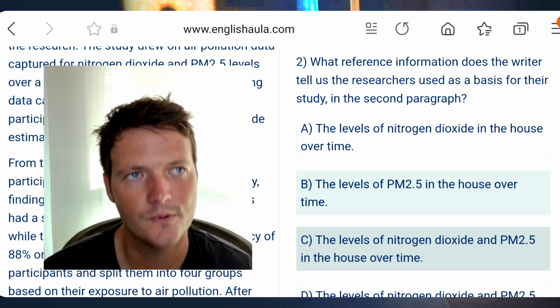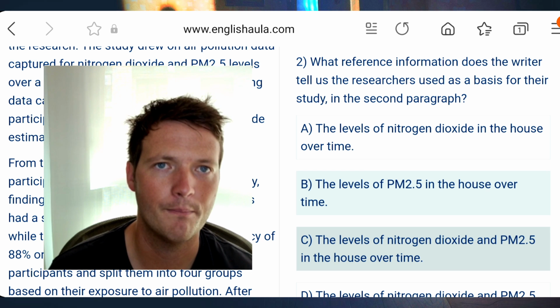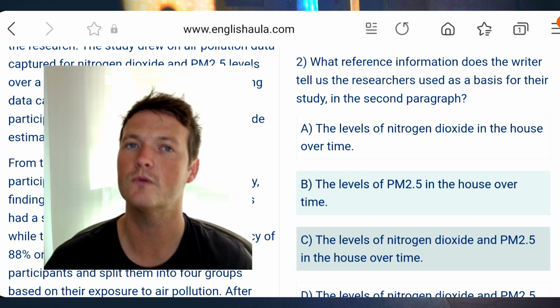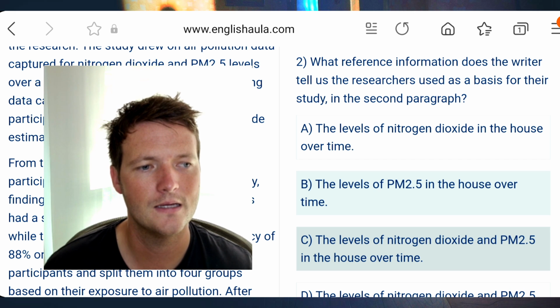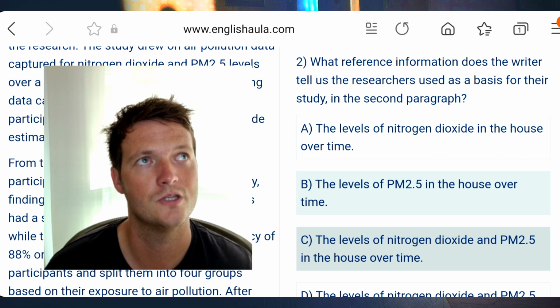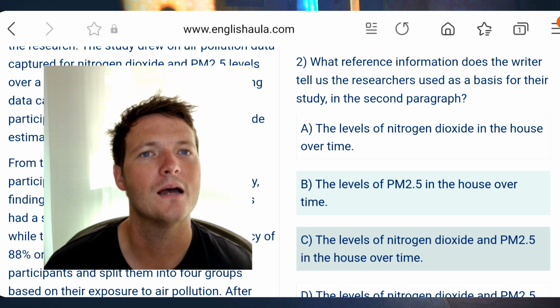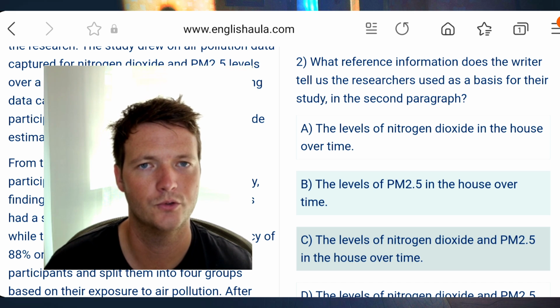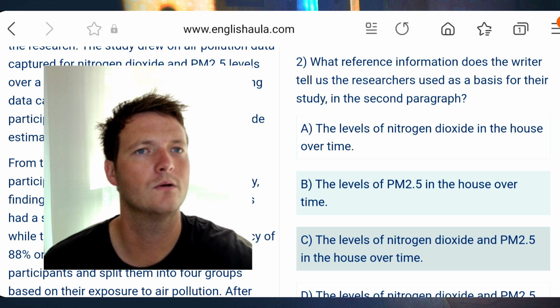As a basis for the study. So I think it's to do with air pollution, right? Because they looked at the results. They grouped them into efficiency, sleep efficiency, based on the results. What did they base the study on? I think it was the exposure to air pollution, right? Something like that. So let's have a look.